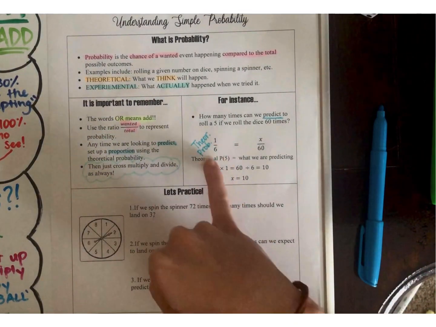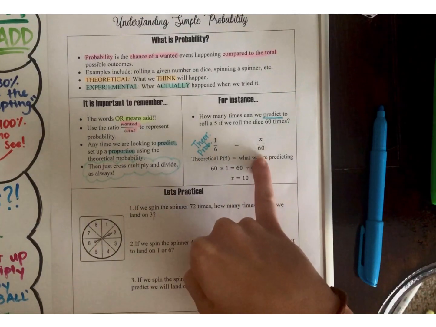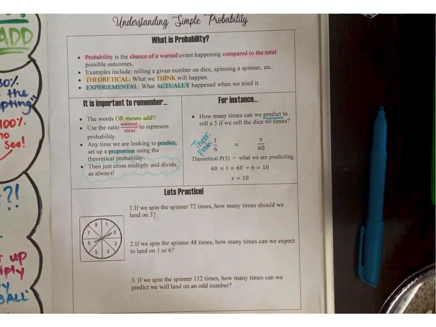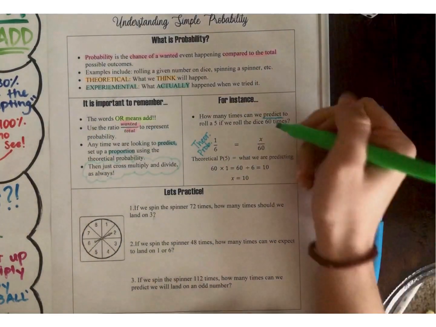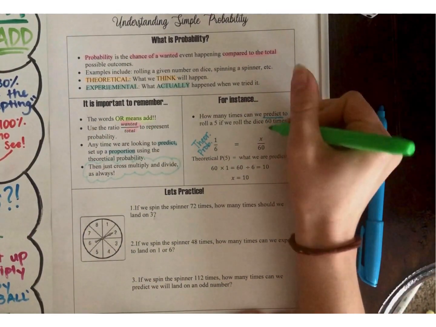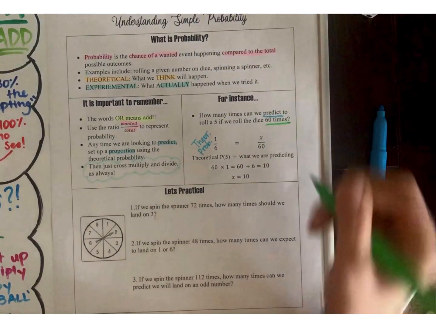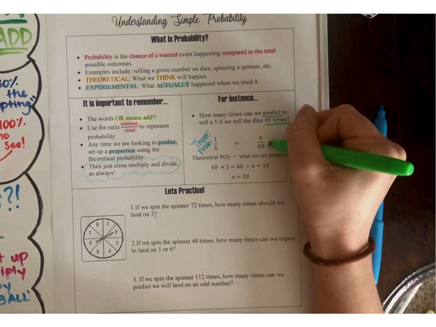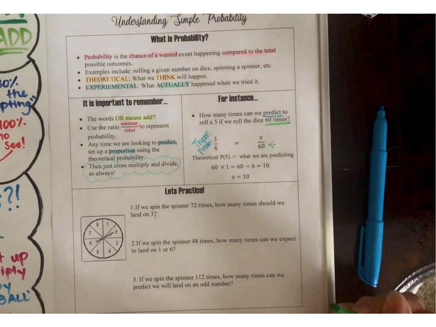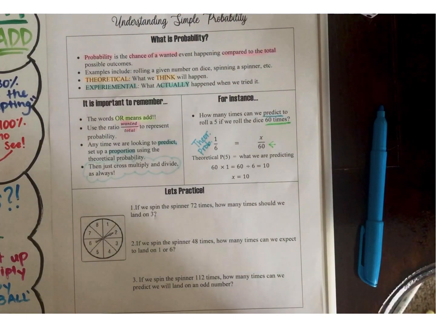Then we're going to set up a proportion with our theoretical equal to what we are given. We are told that we're going to roll the dice a total of 60 times, okay? This is the information we're given about the experiment, and because it's the total, it goes in the bottom of our proportion, and we know in the spot up top we're going to put our X.